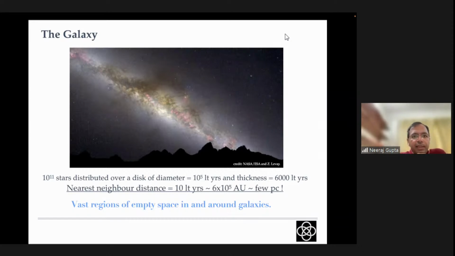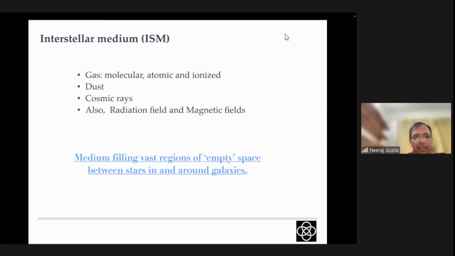So when we look at our galaxy Milky Way, which has got about 10 to the power 11 stars, right? So there are a lot of stars in our galaxy. They are distributed over a disk of approximately diameter of 10 to the 5 light years. And if we just try to estimate the nearest neighbor distance between these, we find that it is of the order of a few parsecs. So this implies that even within our galaxy, which has got so many stars, when we look at it in the sky, there's a lot of empty space in between them, and this empty space is not really empty. It's actually filled with a lot of gas, and that's what we refer to as the interstellar medium.